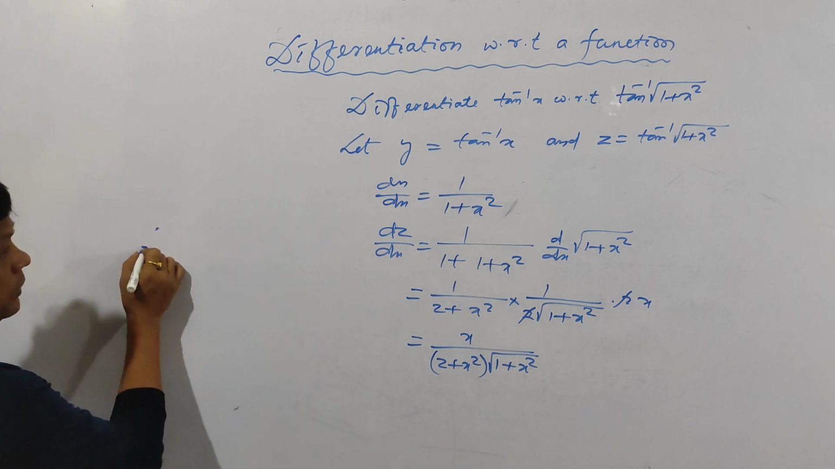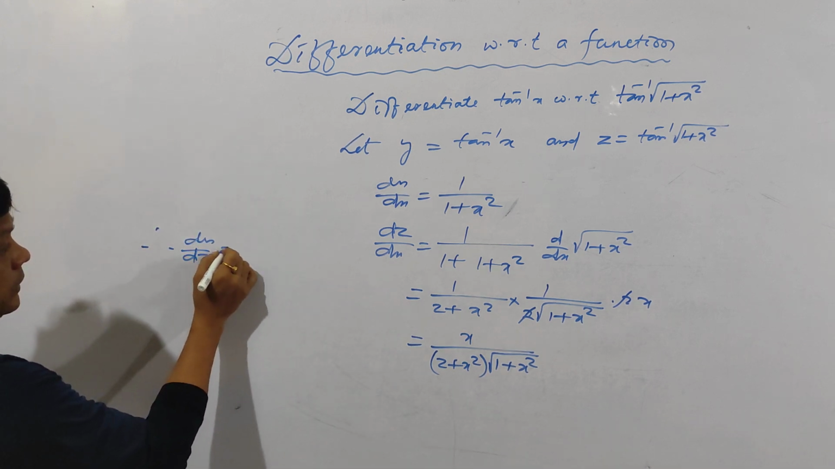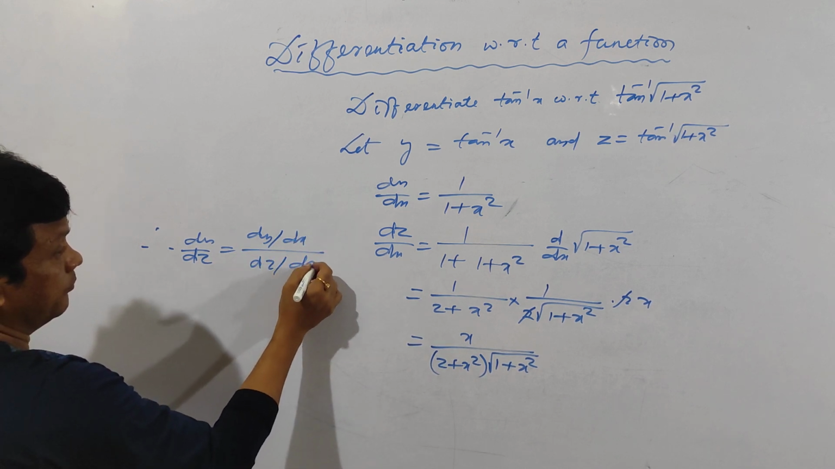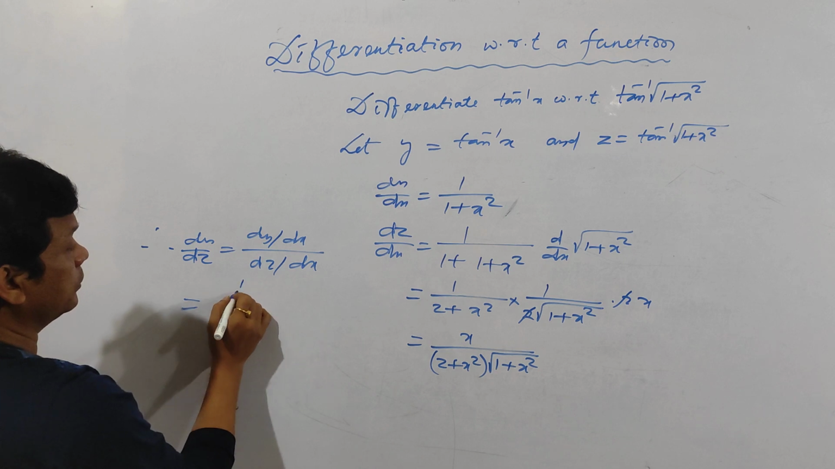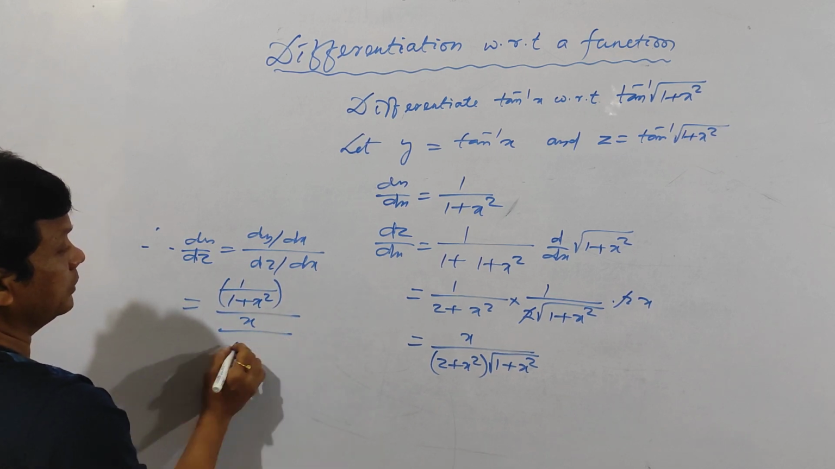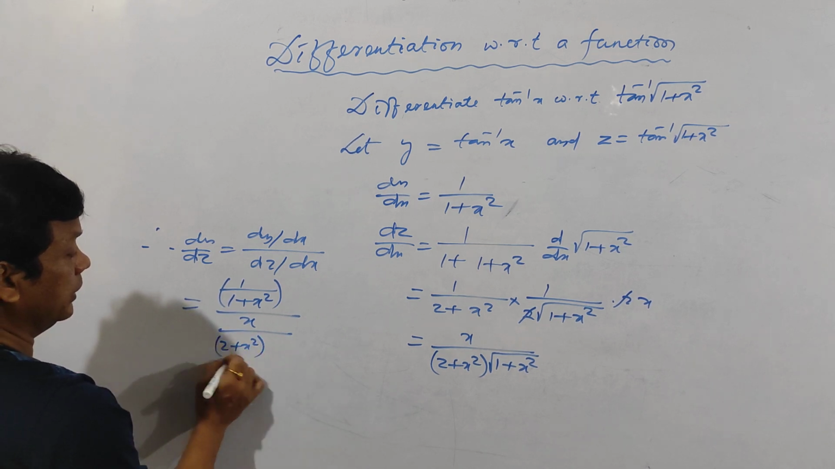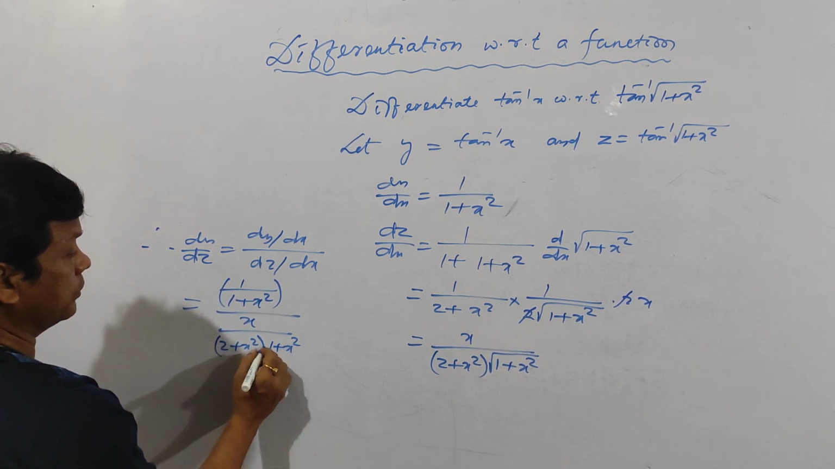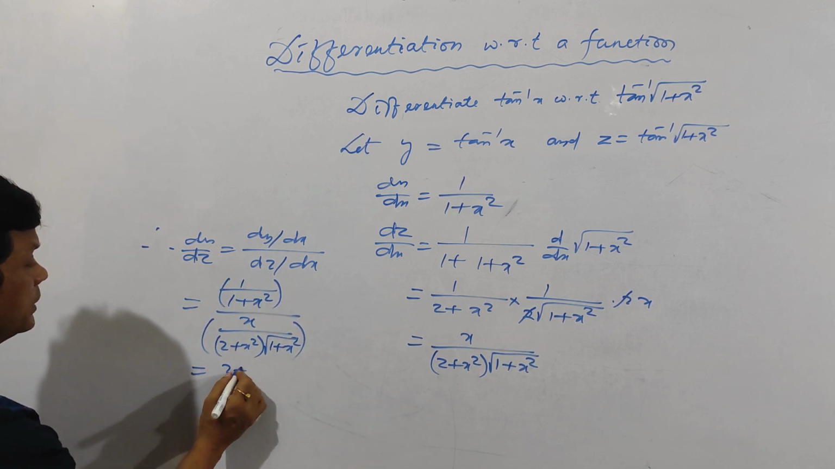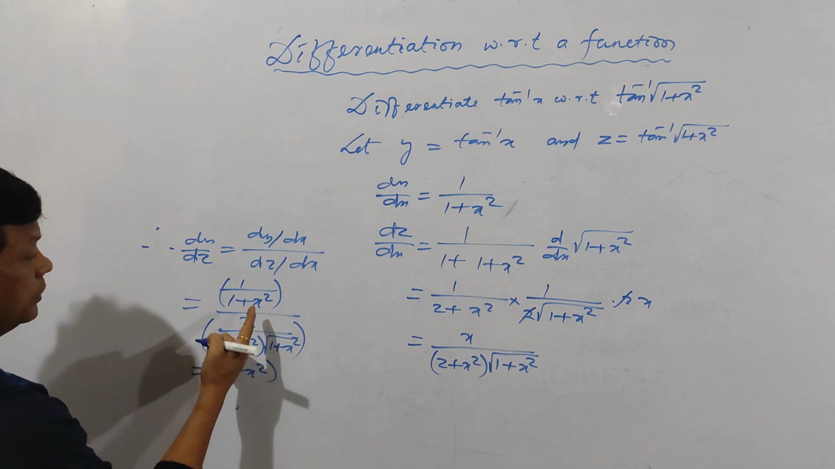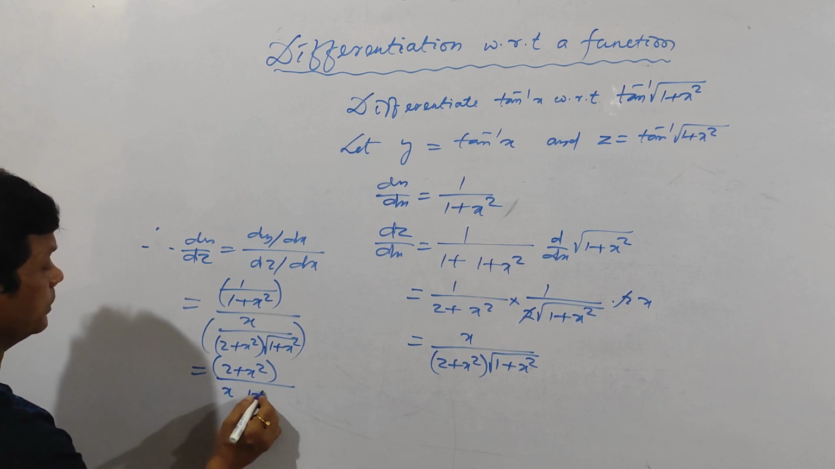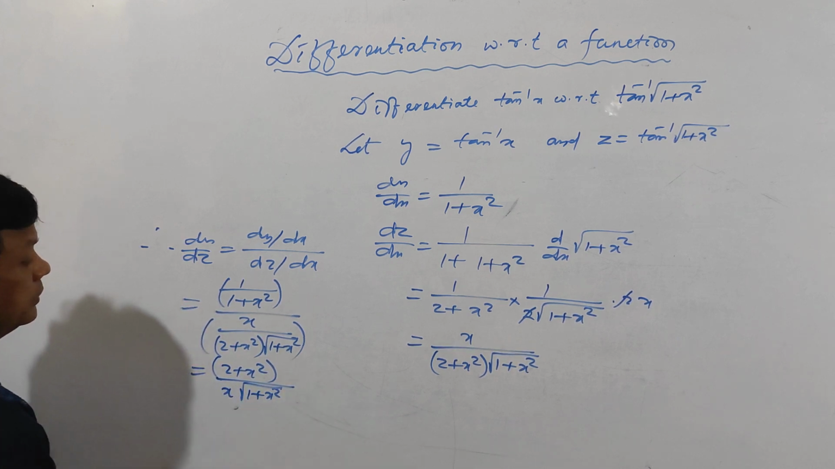Clear? So therefore dy by dz is dy by dx divided by dz by dx. And this is equal to 1 by 1 plus x square divided by x by 2 plus x square into root over 1 plus x square. And this part will go to the numerator, it will become 2 plus x square, and these two cancel out, remaining x into root over 1 plus x square. Clear? This is the answer.